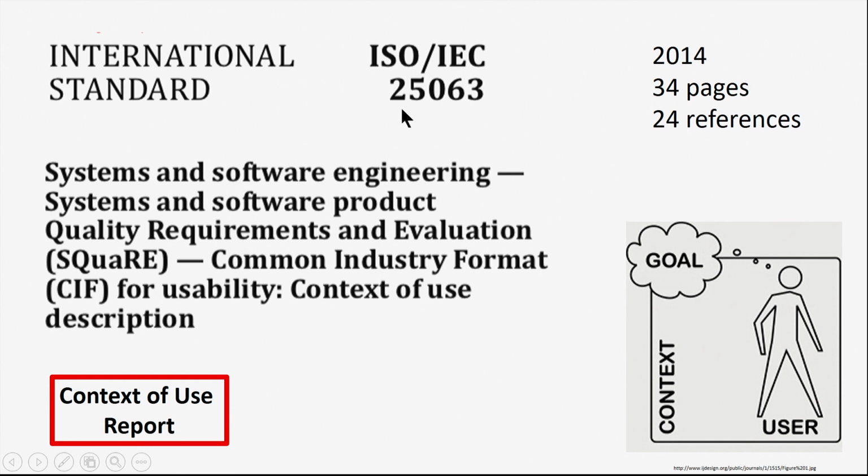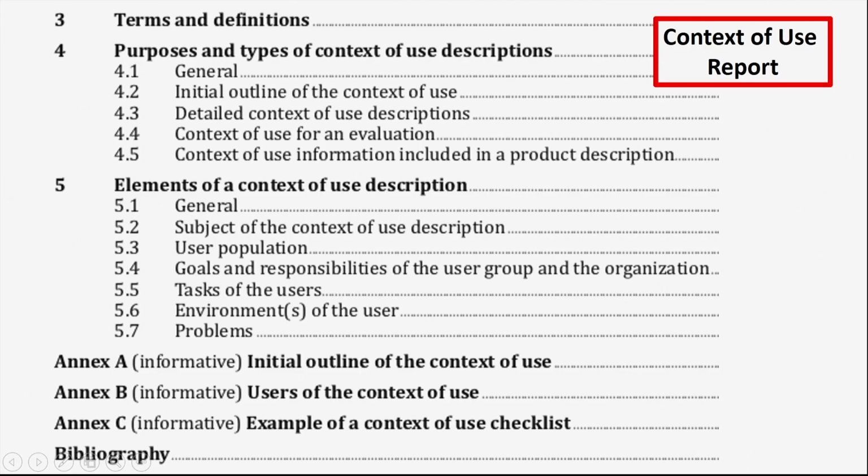The next document I want to mention is ISO 25063, and this is the context of use description. This document was written somewhat later, 2014, 34 pages, and it has more references than the previous document. Here's the table of contents of that document, and again, I've removed some of the front-end material. I try to always start with terms and definitions, so you can see the purposes that are there. But the bulk of the document is section 5, which is the description of the elements of context of use. And then this particular document has some annexes, some appendices, which are extremely informative.